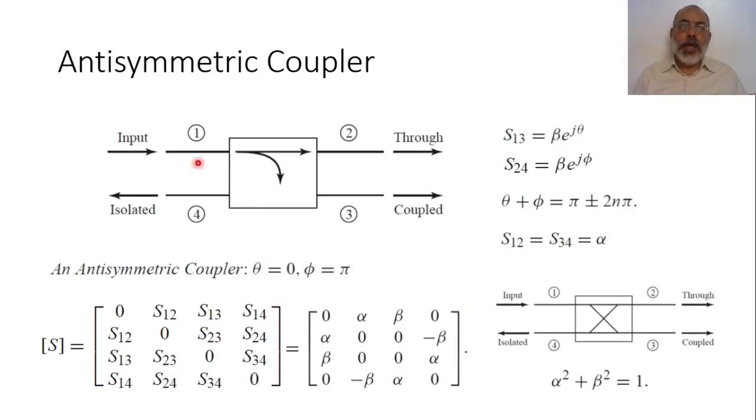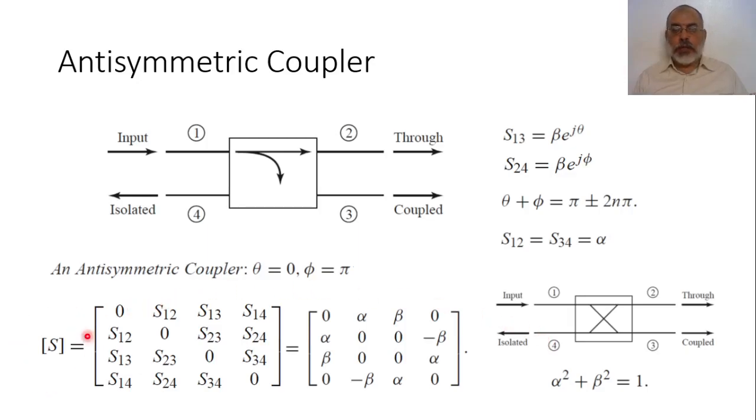Another special case is the antisymmetric coupler. In the antisymmetric coupler, the condition theta plus phi equals pi is satisfied such that theta equals 0 and phi equals pi. So in this case, S13 equals beta with an angle 0, so it is beta, and S24 equals beta with an angle pi, so beta e to the power j pi, or in other words, minus beta. So in this case, S13 equals minus S24. That's why this coupler is antisymmetric, because the coupling from 1 to 3 is the negative of the coupling from 2 to 4.